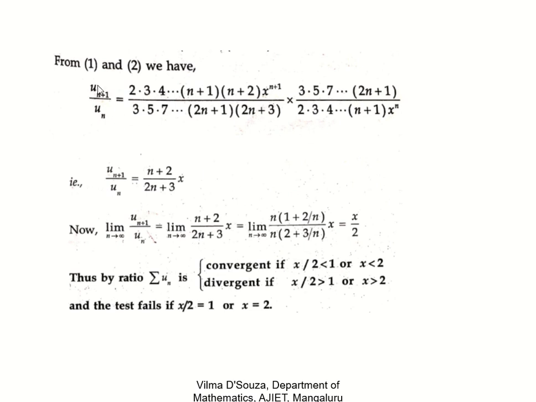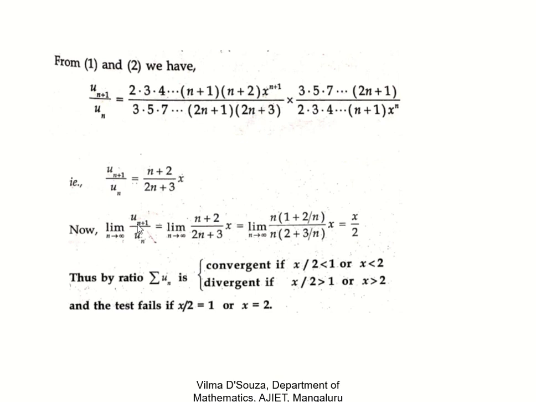Now I have written here u_{n+1} by u_n. You can observe 2 into 3 into 4 into up to n plus 1, the terms get cancelled between the numerator and the denominator. You are left with n plus 2. Right? Here also 3 into 5 into 7 up to 2n plus 1, all the terms get cancelled. You are left with 2n plus 3 in the denominator. x to the power n plus 1 by x to the power n is only x. Okay.